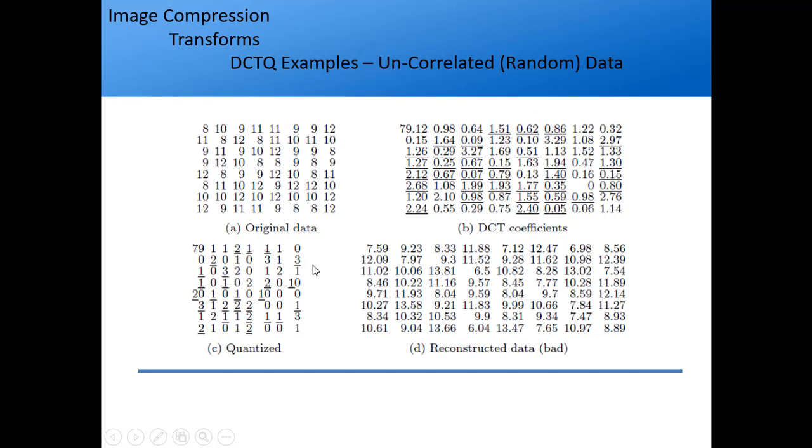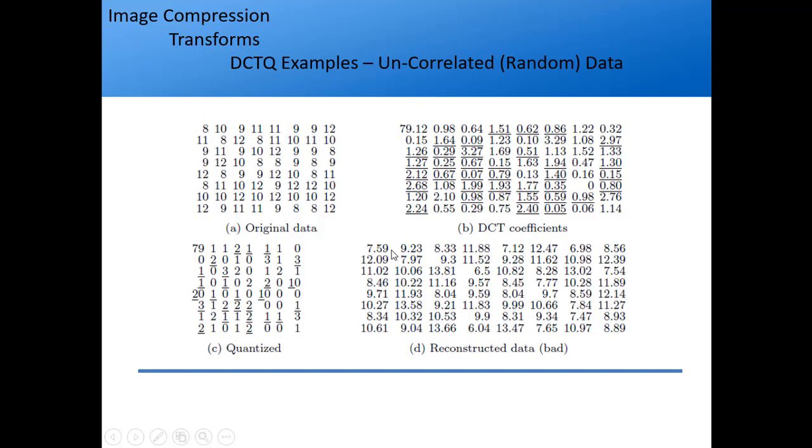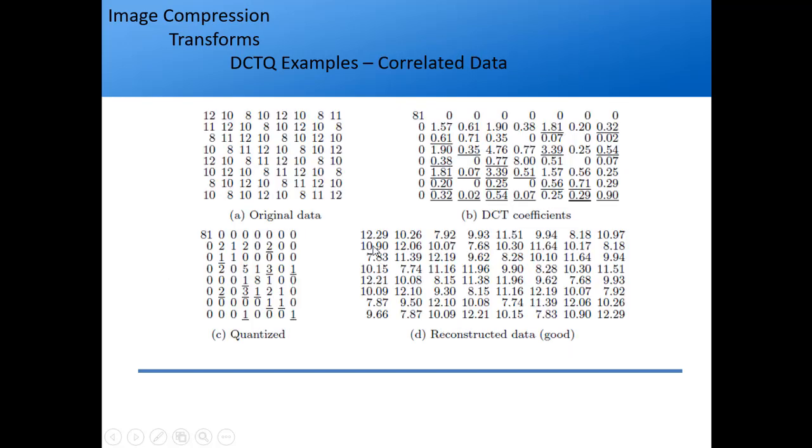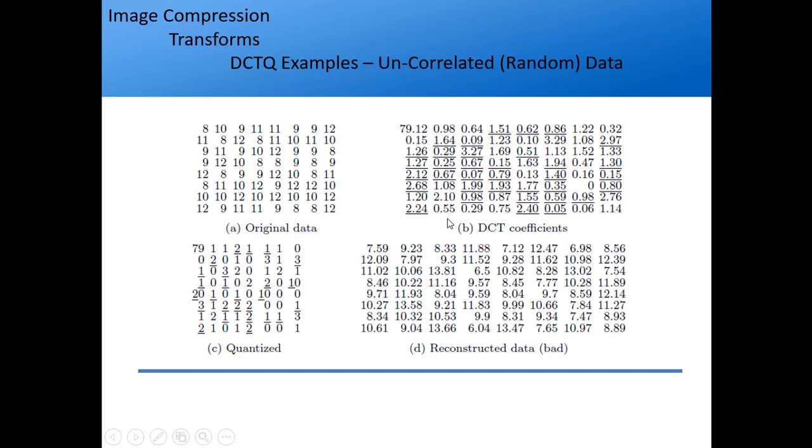So less compression. And if you reconstruct the data, you get a huge difference. Now you see, this is 8 and this is 7.59. Some might say this is approximately equal. But for 12 and 12.29, the difference is small, while for 8 and 7.59, the difference is high. Similarly, 11 and 12.09 differ by more than 1, which is never the case in the earlier example, where the difference was only 0.1. Here the difference is 0.17. So this is not a good reconstruction of data. For uncorrelated data, DCTQ fails.